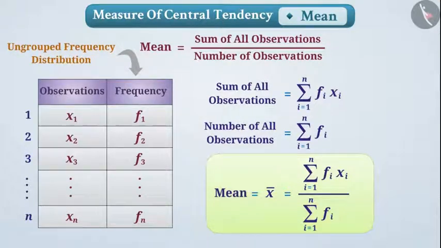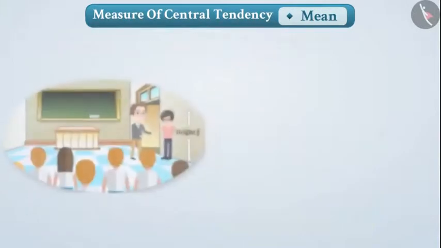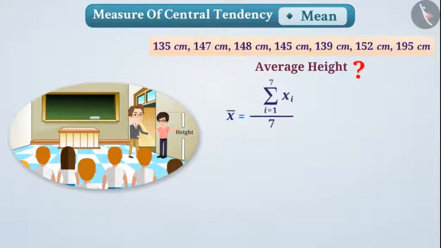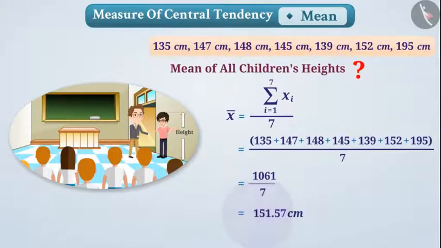Now, let's understand some characteristics of the mean. For example, here are the heights of some children. To understand what their average height is, we have to find the mean of all children's heights. The mean is the only measure of central tendency that takes into account the total value of the data. Therefore, if we require a scale showing the reflection of the total value, in that case, the mean would be a suitable measure.